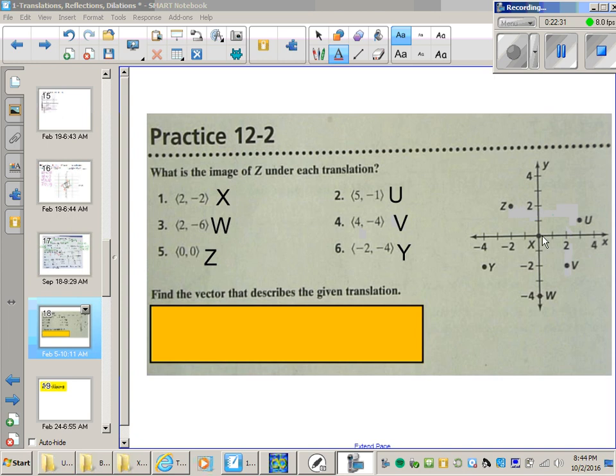Number 5, Z is going to be its own image because we're not moving anywhere. We're not going to the right or left, and we're not going up or down any. Then number 6, we're going to the left 2 because it's a -2 for the x, and down 4. Now remember, these are not ordered pairs. This is vector notation for translations.